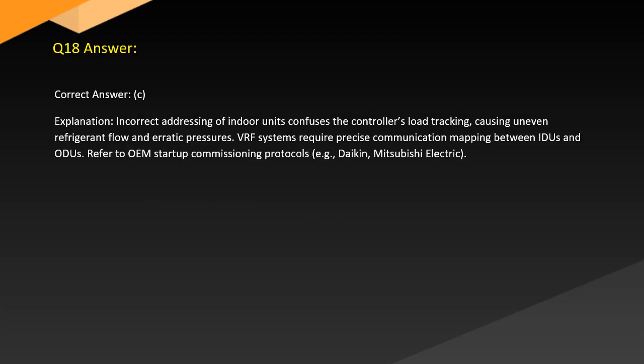Answer. Correct answer: C. Explanation. Incorrect addressing of indoor units confuses the controller's load tracking, causing uneven refrigerant flow and erratic pressures. VRF systems require precise communication mapping between IDUs and ODUs. Refer to OEM startup commissioning protocols, e.g., Daikin, Mitsubishi Electric.